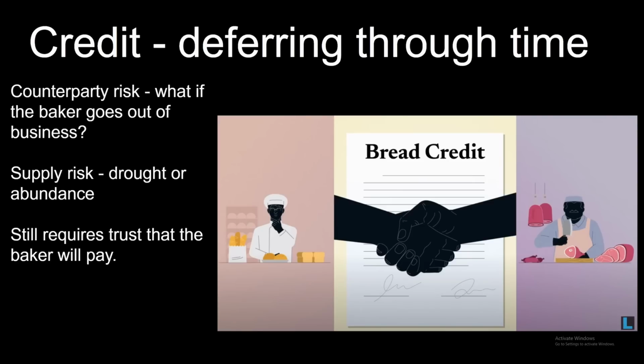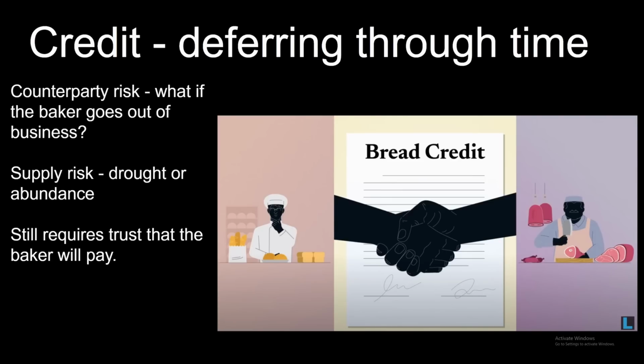So in this example, if a baker and a butcher want to trade, and the baker wants meat, but in this case the butcher already has bread, then the baker could make a bread credit and say, okay, you've got bread at the minute, but at some point in the future, it's likely you'll want bread, so I'll create this bread credit, and that basically is a promise to pay a certain quantity of bread in the future.